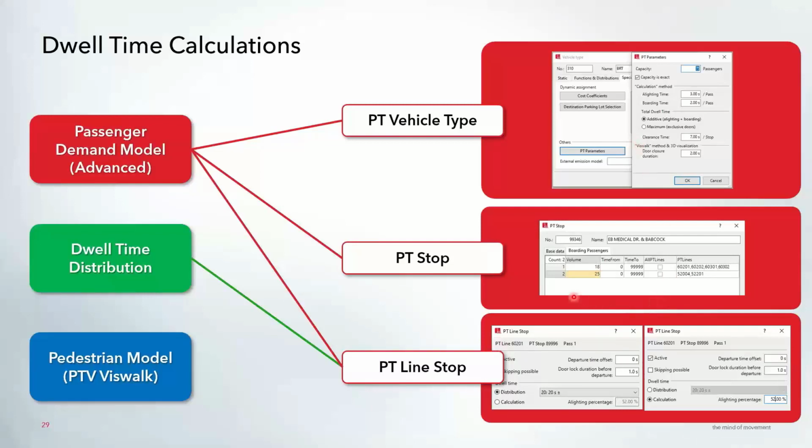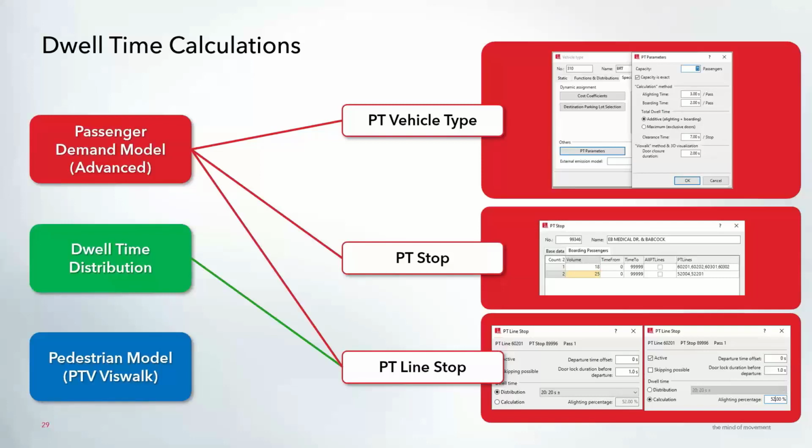Then you'll also need to enter in that volume that can be found on that PT stop itself. And then finally, you'll also need to add in some information on the PT line stop. We're going to talk about this in a bit more detail next. But in here, you'll see for the passenger demand model calculation, on the stop itself, you can choose that percentage of alighting passengers. So that's going to be the main item taken into account to calculate how long that alighting time is going to be.